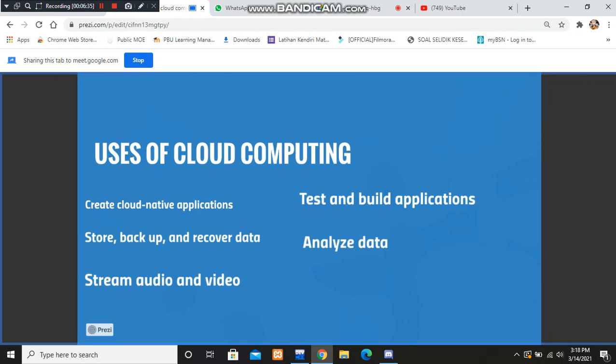Now, the uses of cloud computing. There are five uses of cloud computing. The first is to create cloud-native applications. Second is to store, back up, and recover data. Third is to stream audio and video. Fourth is to test and build applications. And fifth is to analyze data.